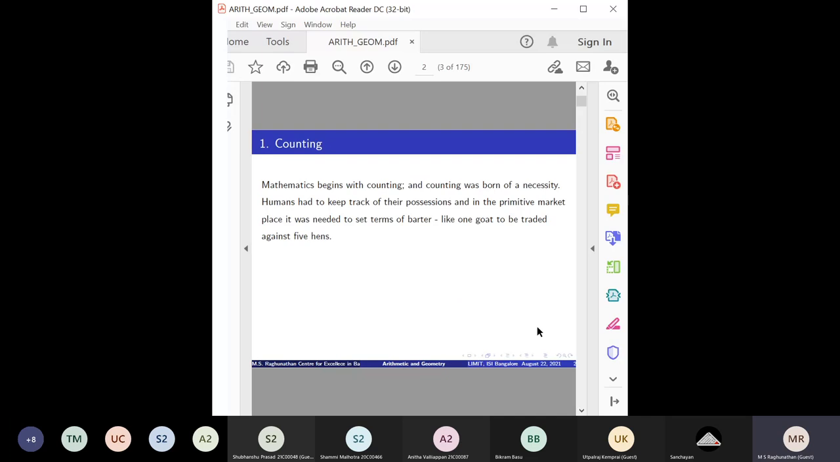Humans had to keep track of their possessions, and in the primitive marketplace, it was needed to set terms of barter, like one goat to be traded against five hens and so on. So that's how counting started.